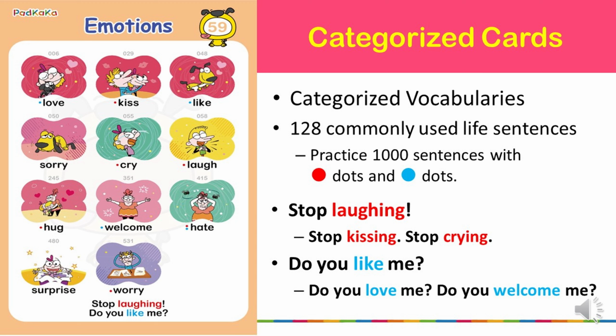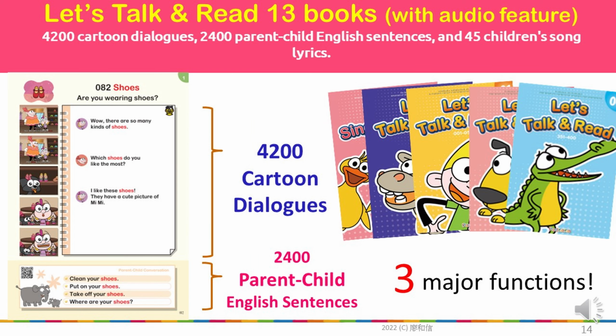We use parent-child English for these phrases so you can use them with children. The idea is to familiarize children with some sentence patterns and practice them repeatedly with different words. We have 13 Let's Talk and Read books, one of which is a children's songbook. For the other 12 books, each page corresponds to a vocabulary card, including cartoon dialogues and 4 parent-child English sentences. All 13 books have reading pen features.